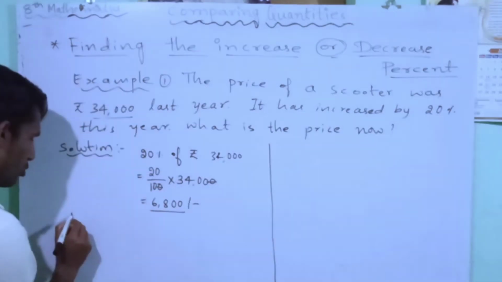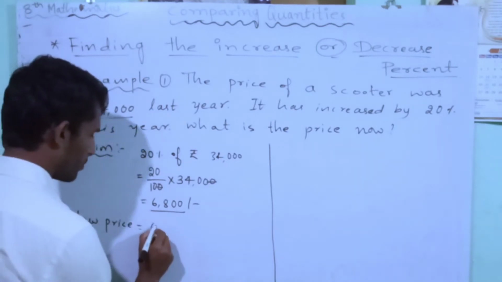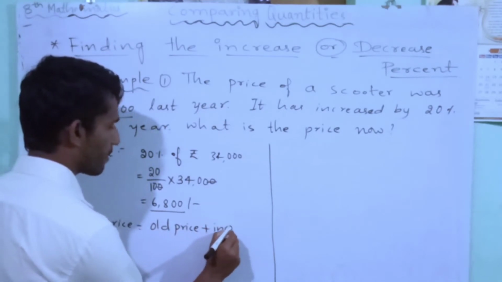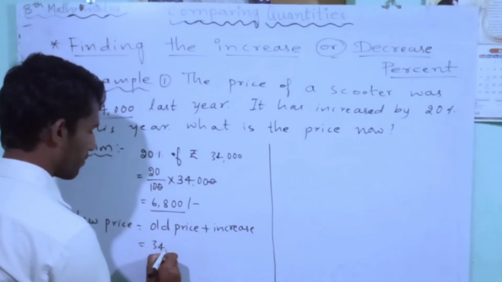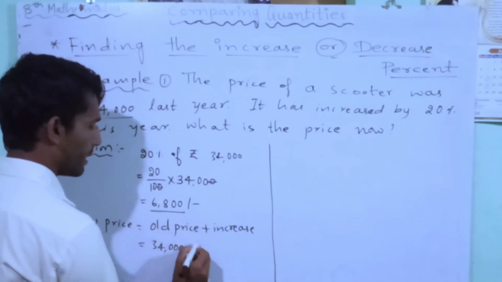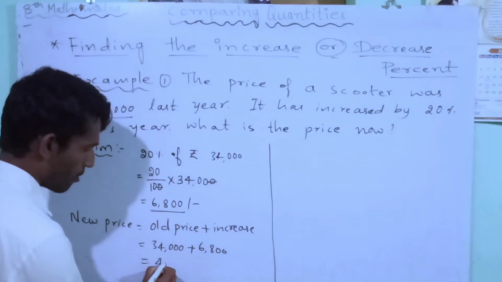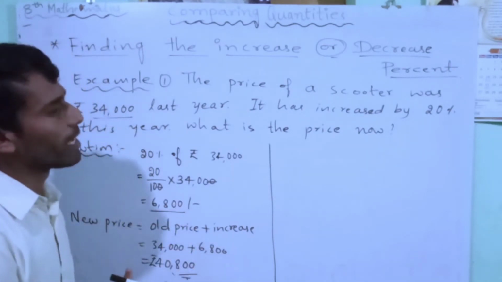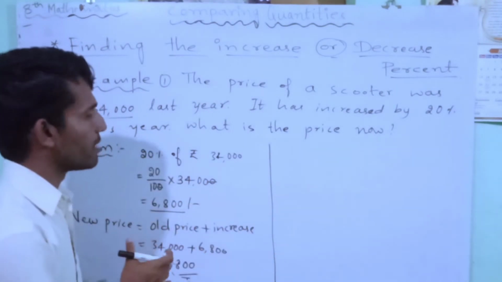Okay, next, the new price. New price is equal to old price plus increase. Now how much is the old price here? 34,000 rupees and the increase is 6,800. When you add, you will get 40,800. Okay, this is the new price. By this method we can find the new price when any price is increased. Okay, this is one method.